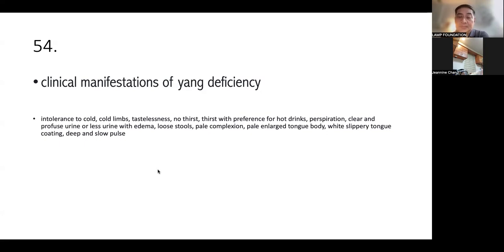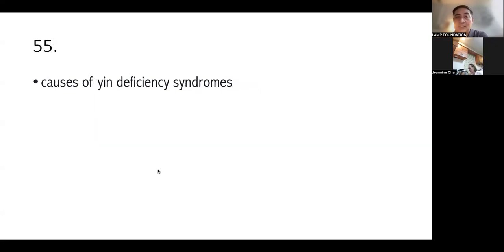Damaging body fluids, emotional irritations, oversex, overconsumption of hot, dry food, damaging body fluids and yin. Very good. Clinical manifestations of yin deficiency. Malar flush. Let's start with the tongue: red tongue body with scant coating. And the pulse: deficient, rapid pulse.